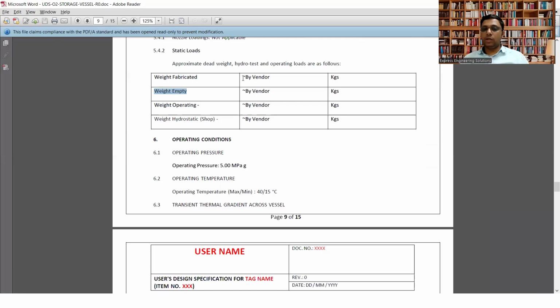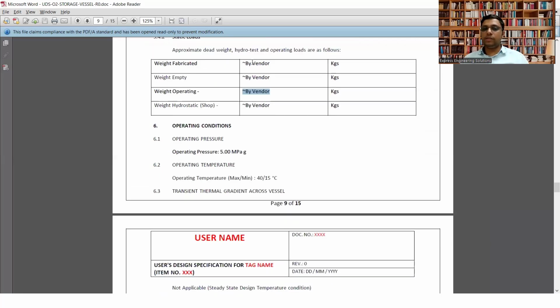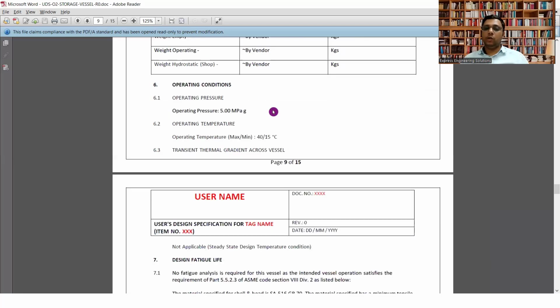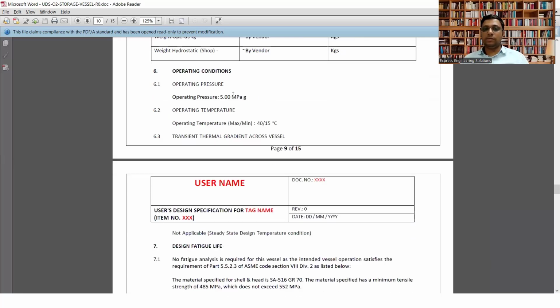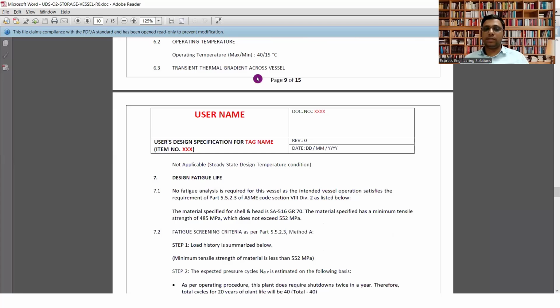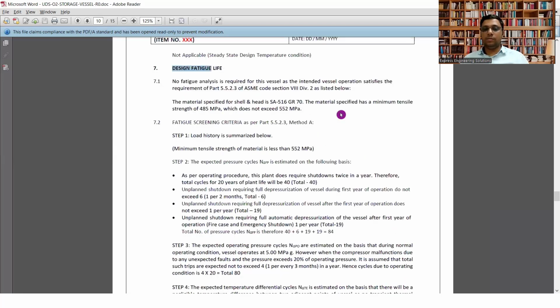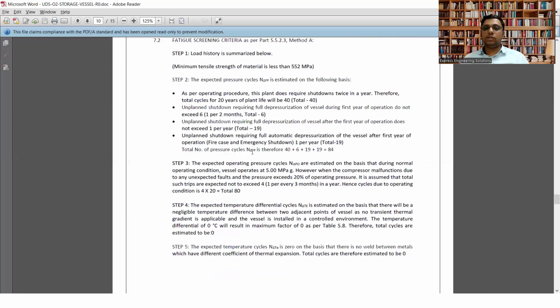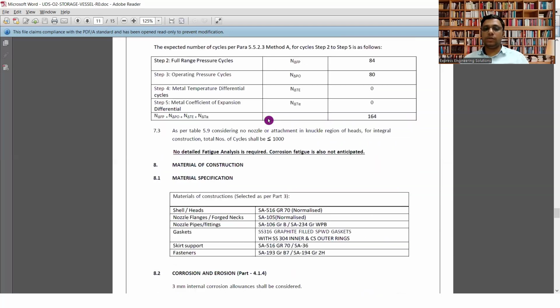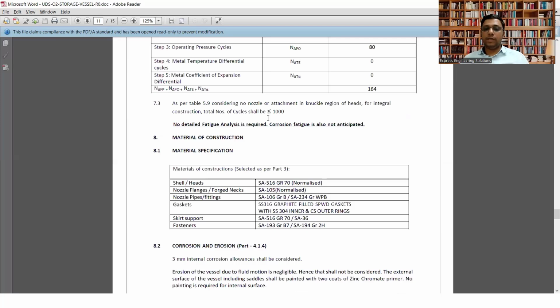So the user also does not have this total information. So this is the document which has been prepared by whom? The user. So at that point of time, this information will be specified as by the vendor. Then the operating conditions. What is the operating pressure, temperature? Then fatigue life, what we have talked about, right? If there is any requirement of fatigue, then what are the number of cycles? Then those cycles need to be specified over here, etc. All this information you can see from here, whether it is required or not.